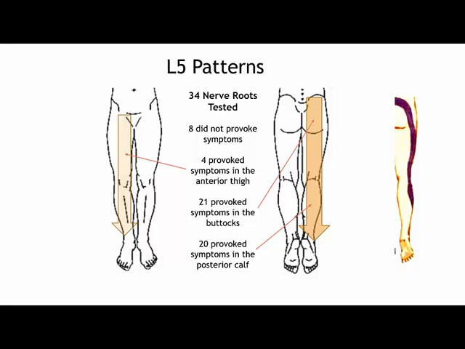Let's look at the traditional L5 dermatomal map. We can see here that it is primarily lateral thigh and lateral lower leg pain. However, only 4 had pain at the lateral thigh and 8 at the lateral lower leg.